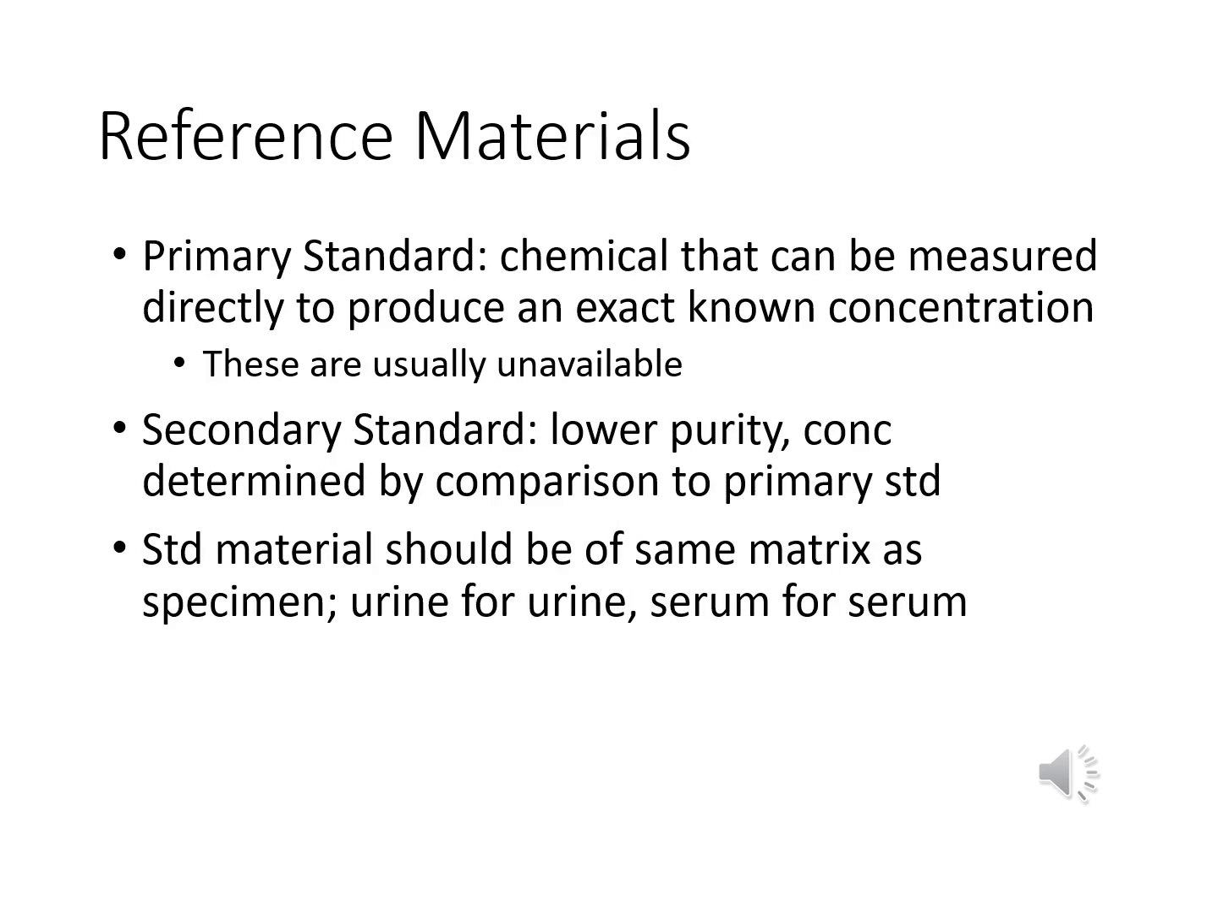All right, so reference materials. These are materials that we use in the chemistry lab to help us determine what is needed for testing. So reference materials, we have a primary and secondary standard. A primary standard is a chemical that can be measured directly and produces an exact known concentration, but these are usually unavailable. So we usually will use something like a secondary standard. They usually have a lower purity, and the concentration is determined by comparison to the primary standard.